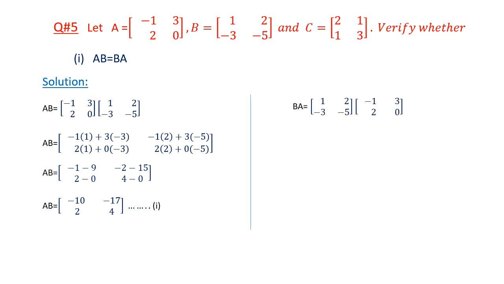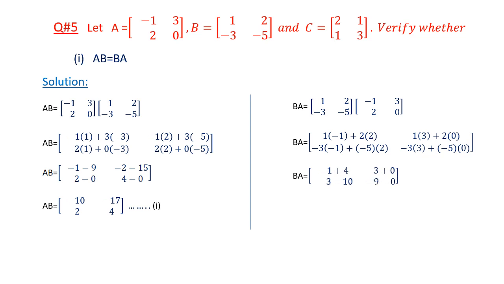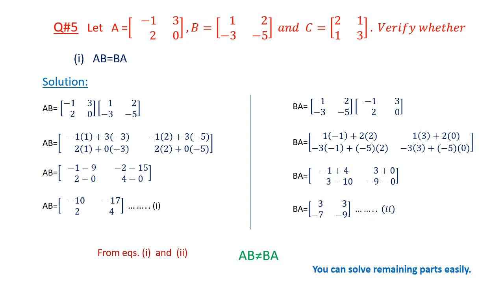Now we will find BA. Similarly, by multiplying the entries of B and A, and after solving the values, we have the result of BA, showing equation number 2. From equations 1 and 2, we conclude that AB is not equal to BA. It means in matrix algebra, matrices are not commutative. You can solve the remaining parts easily.